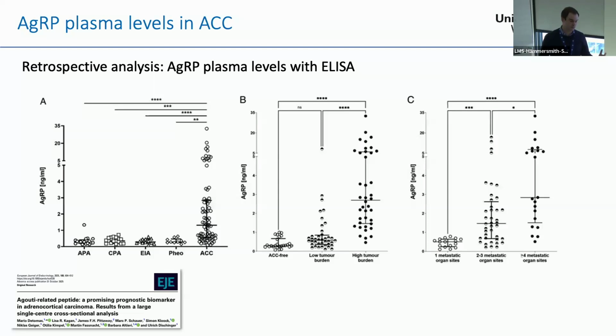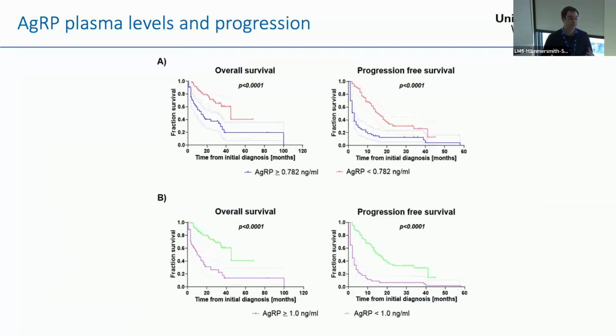And then within an ACC cohort, there appeared to be a correlation between the presence of ACC and the burden of disease. Low tumor burden and high tumor burden, as assessed by RECIST criteria, showed that the higher burden of disease had much higher levels. And indeed, there is a prognostic influence of these levels as well, looking again at this retrospective data set, where there appeared to be a relationship between higher levels of circulating AGRP and an increased risk for overall and progression-free survival.